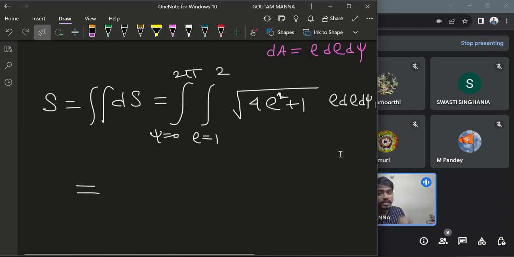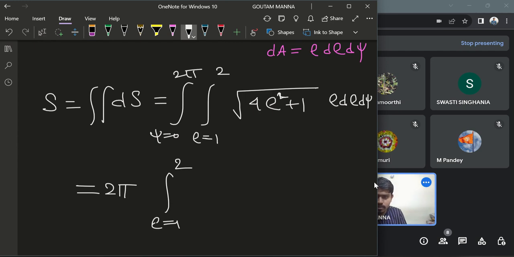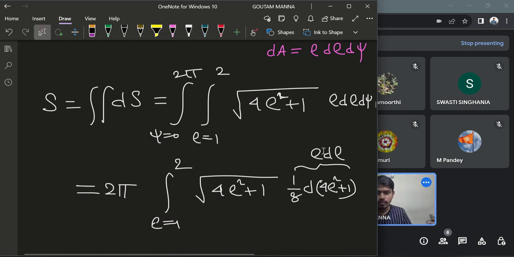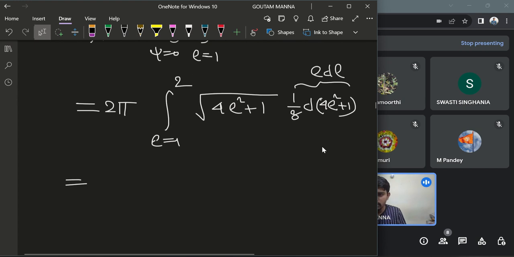Now I can integrate psi separately, and the psi integration gives 2 pi. Then for the rho integration, rho goes from 1 to 2, of the square root of 4 rho square plus 1, and rho d rho I can write as d of 4 rho square plus 1 times 1 by 8. If I take d of 4 rho square plus 1, I get 8 rho, and multiplying by 1 by 8 gives rho d rho. I can put 1 by 8 outside, then it will be pi by 4.